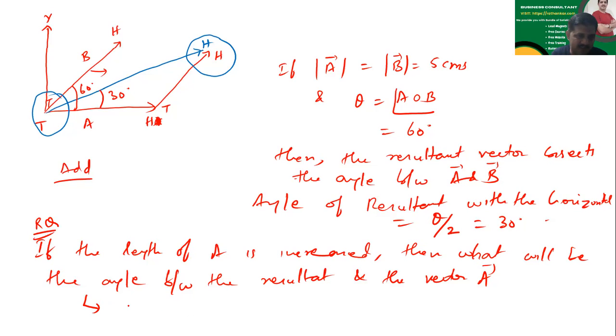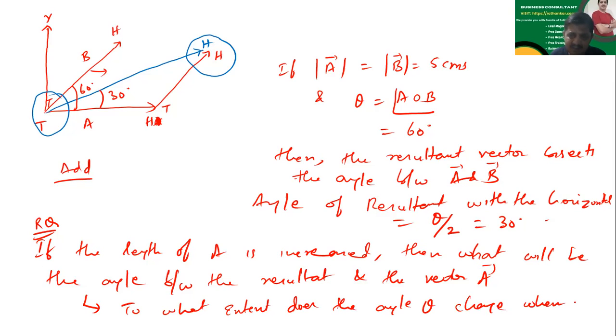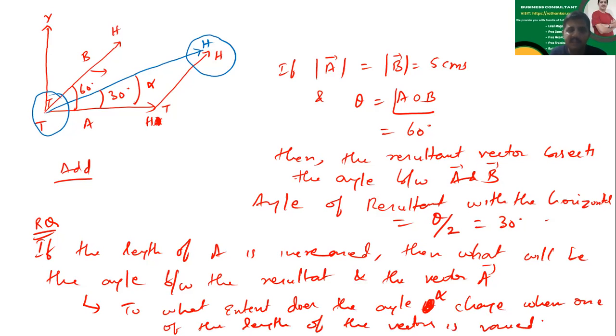Now my hypothesis, I'm going to put it as: to what extent does the angle, not theta, maybe I'll call this angle alpha, change when one of the lengths of the vectors is varied. Okay, what is this angle? This angle is alpha. This is what I'm going to do.